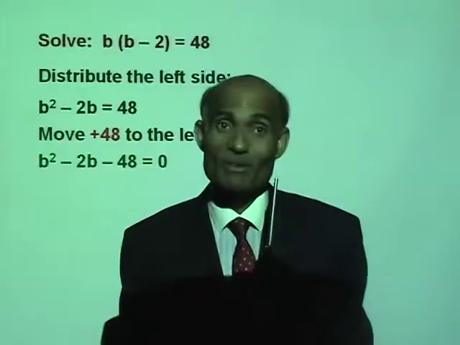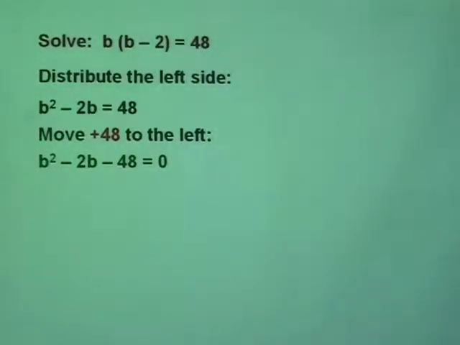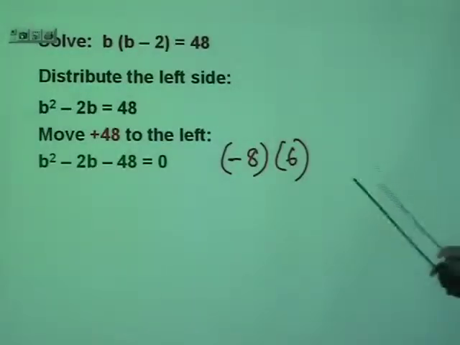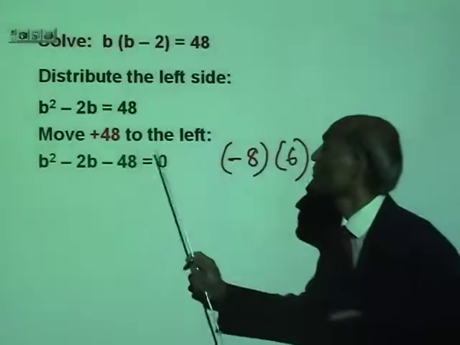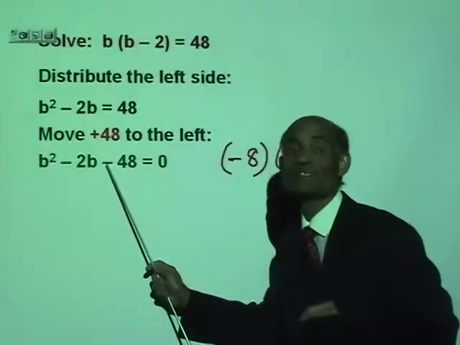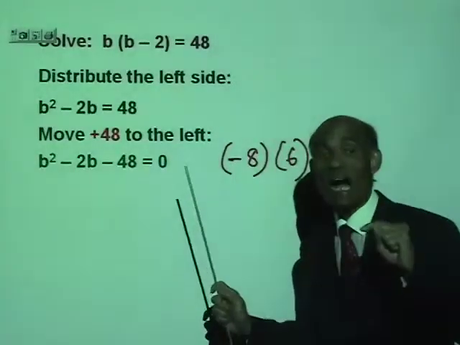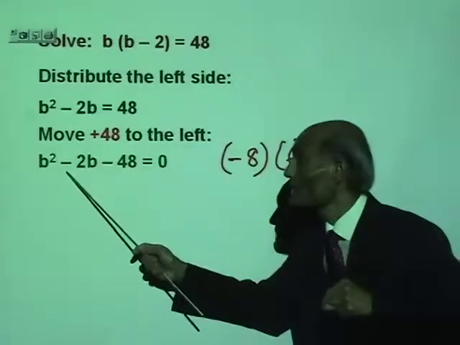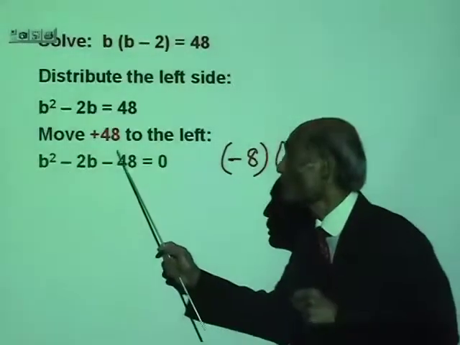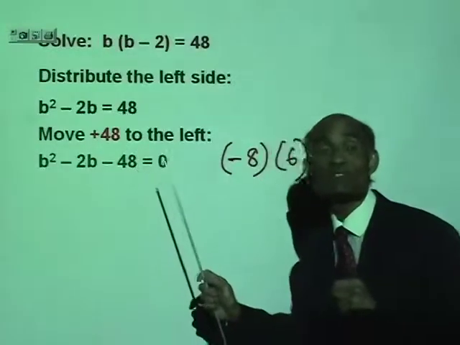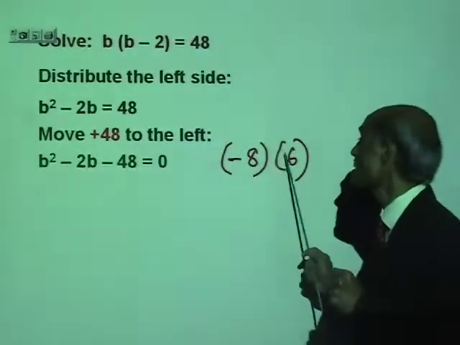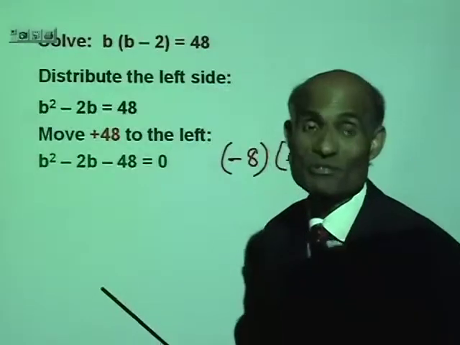It's very simple. Well, how about these two numbers? Look at these two numbers: negative 8 and positive 6. You see, negative 8 multiplied by positive 6 is negative 48, and negative 8 added to positive 6 is negative 2. So negative 48 needs to be factored as negative 8 times positive 6.